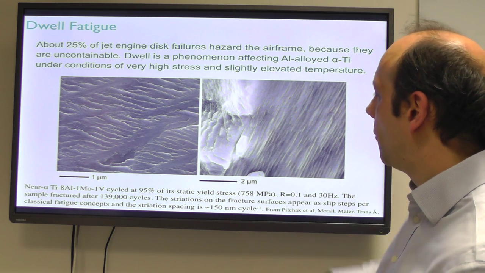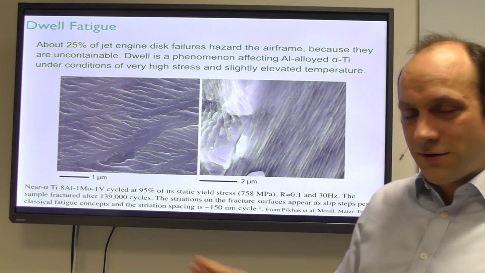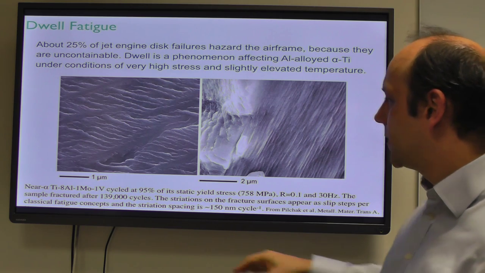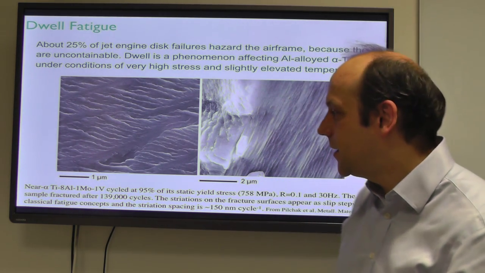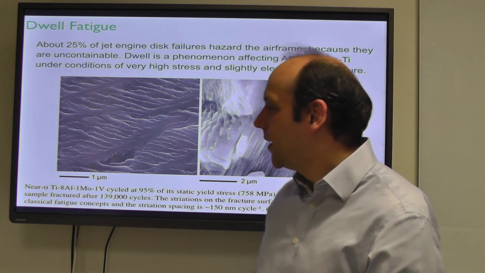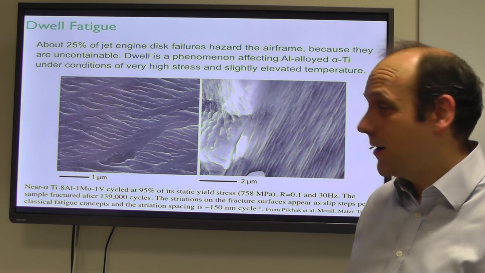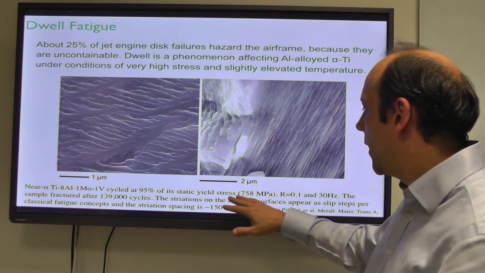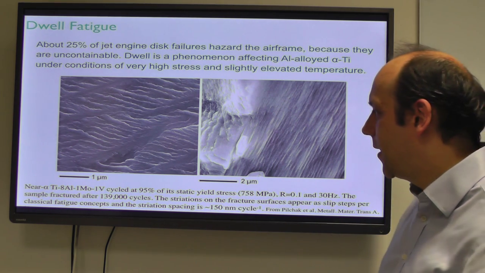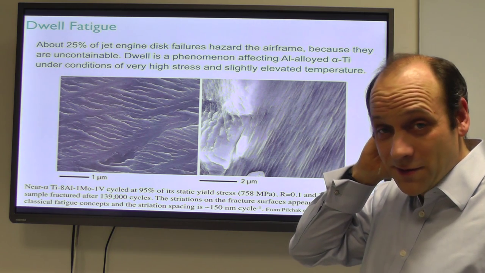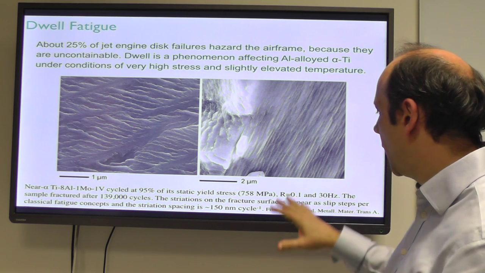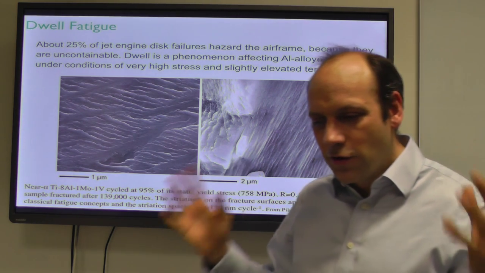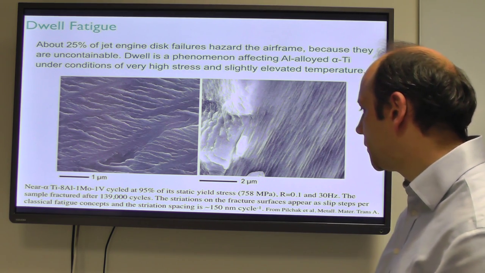And here's a picture of what happens in LCF when we have nice striated fatigue crack growth there, the striations, some more striations. This is Ti 811, which is an alloy used in the States. It's got a lot of aluminium in it, notice. It's a near alpha alloy, it's predominantly alpha, there's very little beta there. And it's been cycled in this paper by Pilchak and co-workers at a very high stress, 758 MPa. Just about 95% of its static yield stress, at a low R and quite a high frequency, 30 hertz. And it lasted a long time, 139,000 cycles.